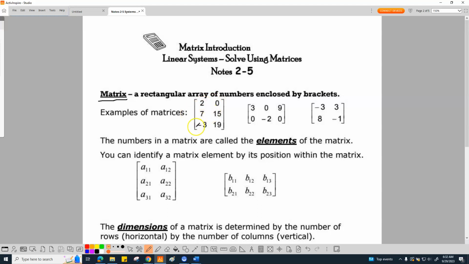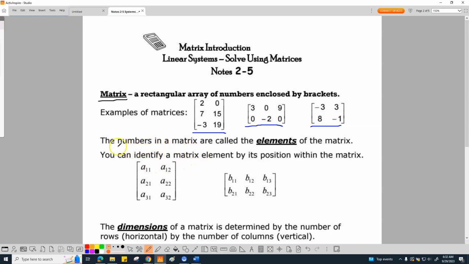2, 0, 7, 15, -3, 19, etc. There's some cool properties that come along with matrices. We're not going to dive deep into this. What we're going to dive into is how can we talk about matrices, how can we arrange them, how do I identify them, things like that.